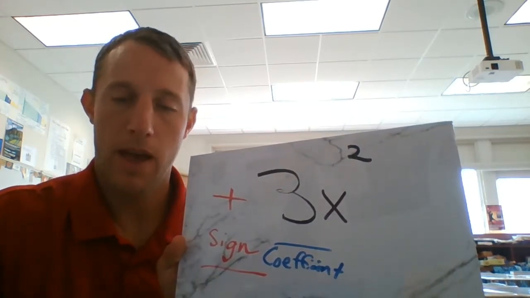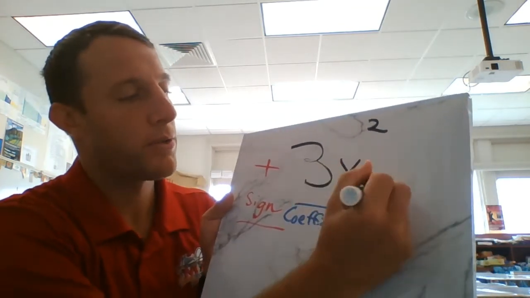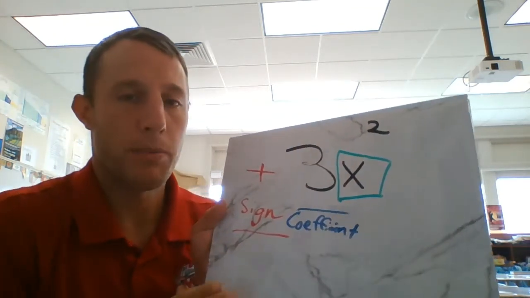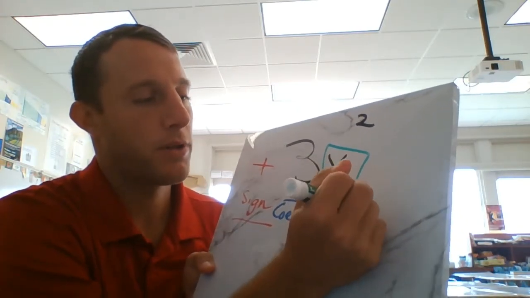The next thing we have is our variable. Our variable is a letter or symbol that we're using to represent a number or a value we don't know. So this is our variable. I'll put that in green.